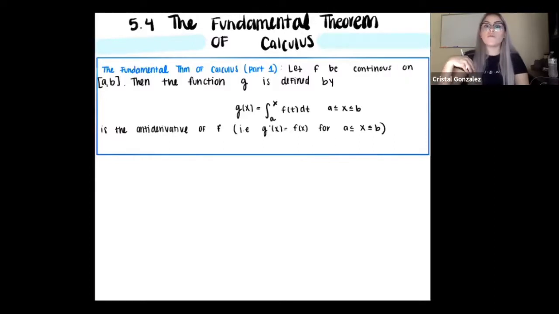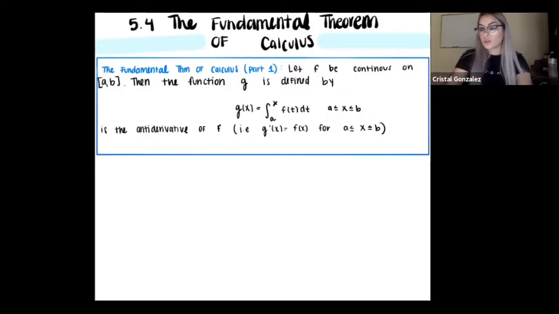For part one of the Fundamental Theorem of Calculus, it says that if you let f be continuous on an interval [a, b], then the function g is defined by g of x, which is equal to the integral from a to x of f of t dt, for our x values in [a, b].